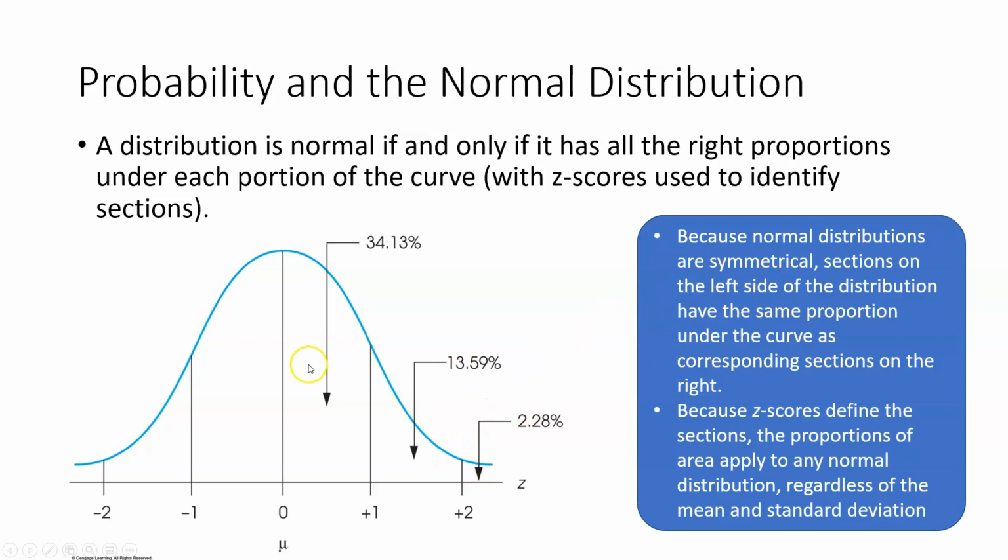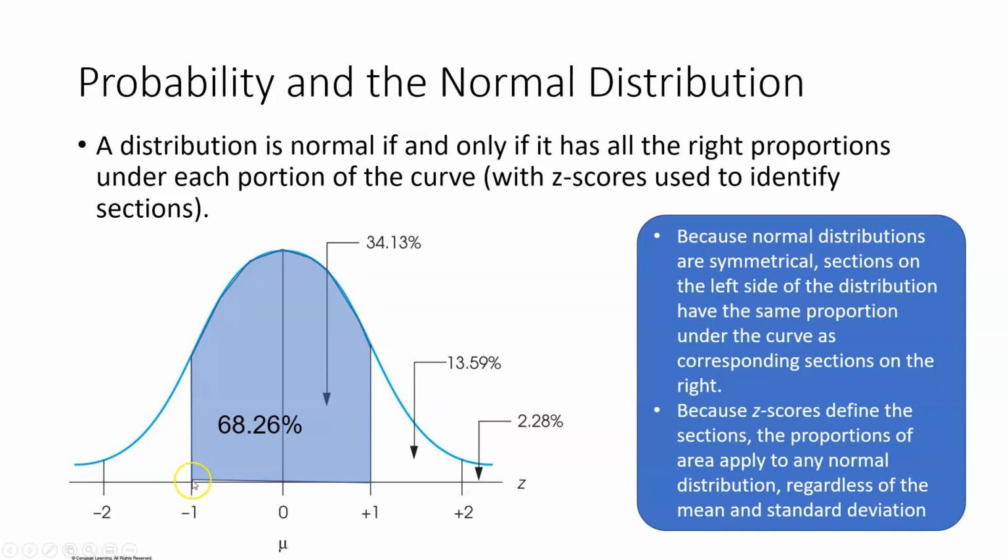Because normal distributions are symmetrical, so that the lower side of the distribution matches or mirrors the upper side of the distribution, sections on the left side have the same proportion under the curve as they did on the right side. So here, this also has 34.13%. This also has 13.59%. Because these scores define the sections, the proportions of area apply to any normal distribution, regardless of its mean and standard deviation. As long as it's a normal distribution, these percentages hold true.